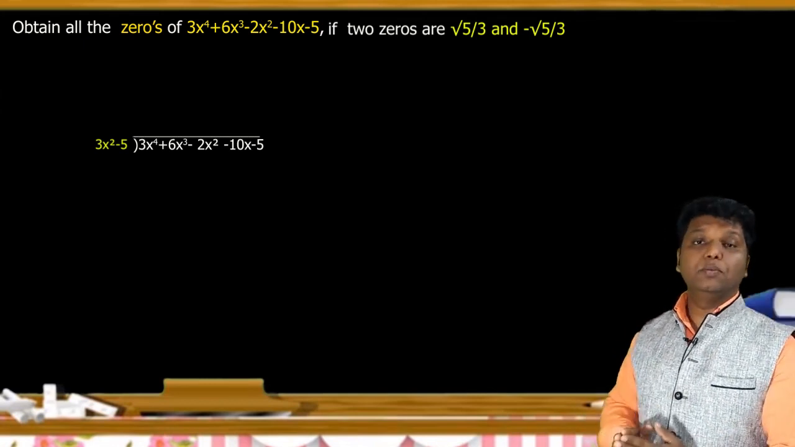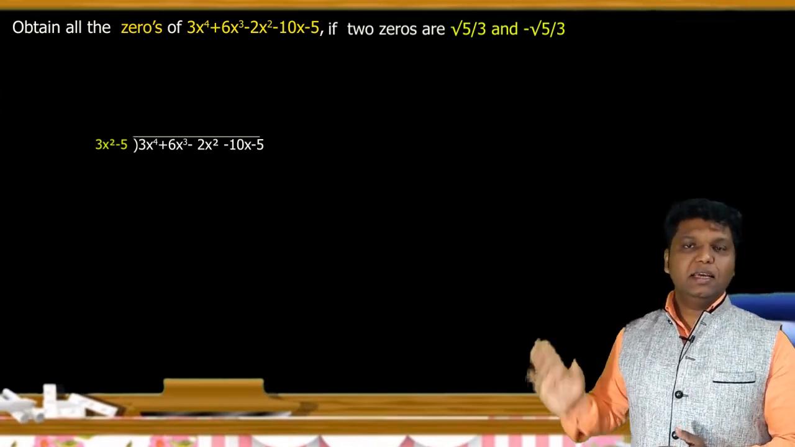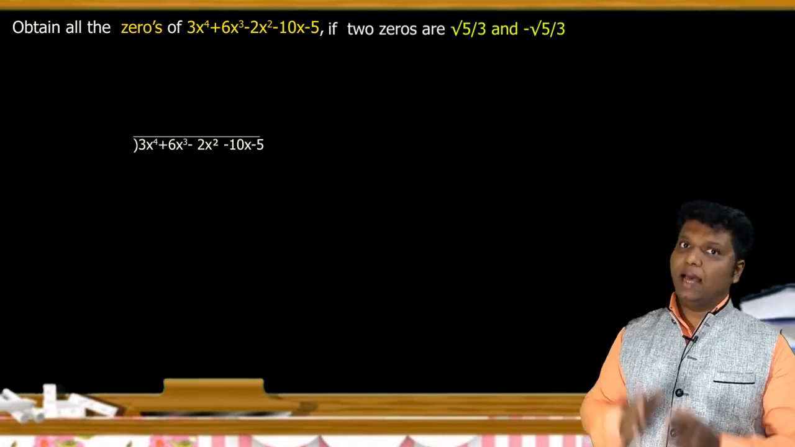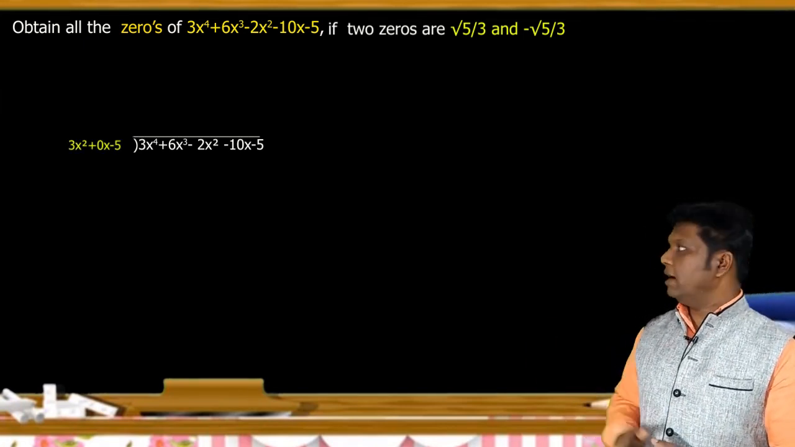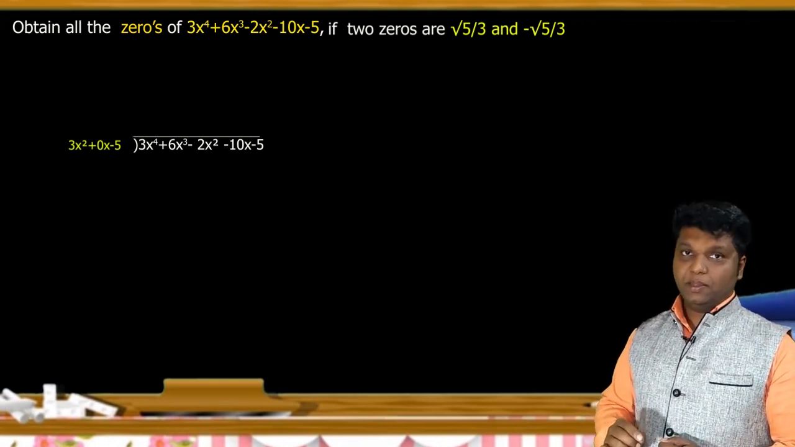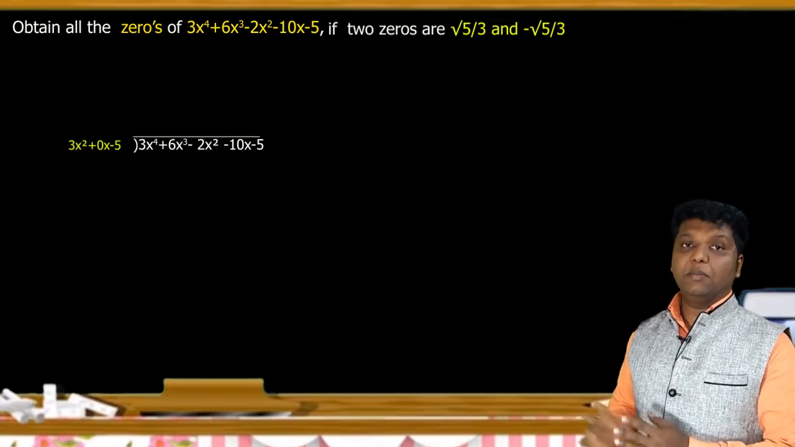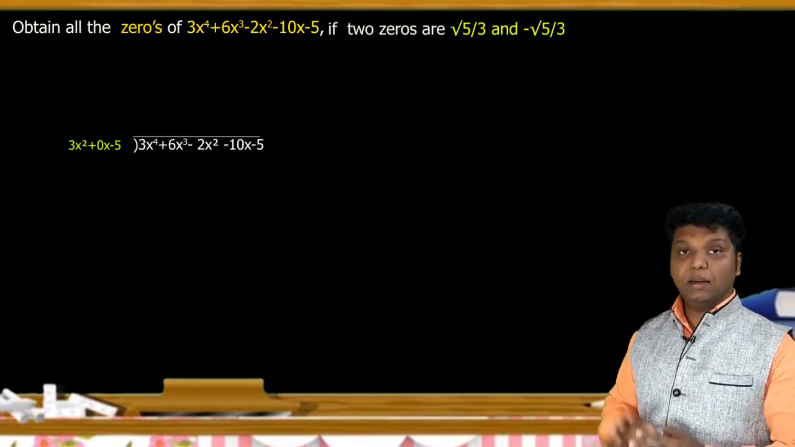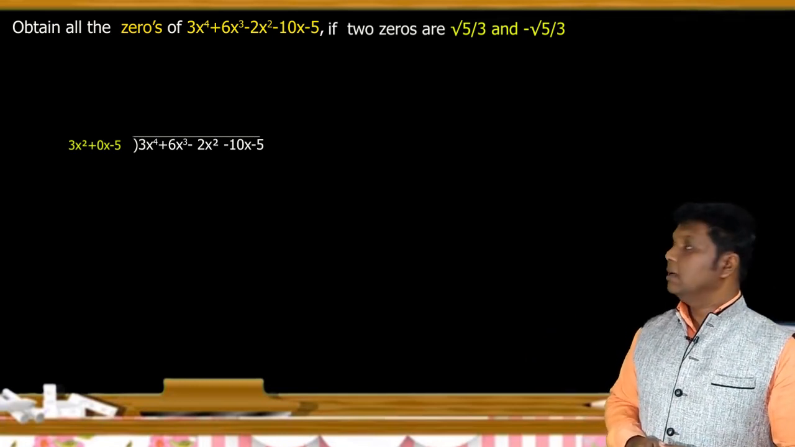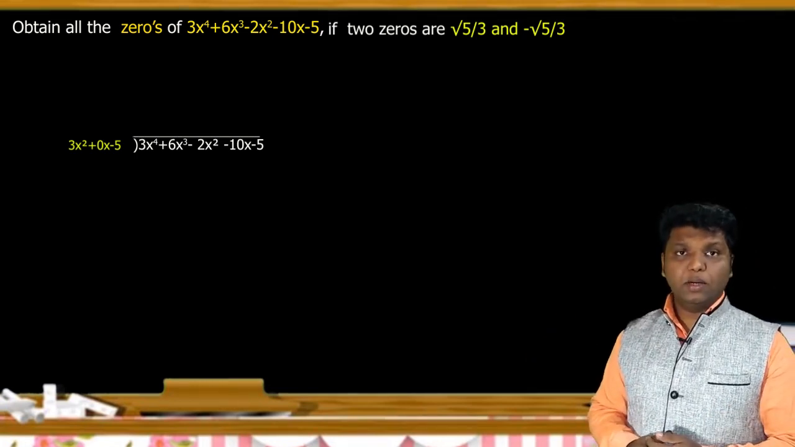So you will have to introduce the term in x. Here, as the term in x is not there, what will you write? You are supposed to write 0x itself. So we will write like this: 3x square plus 0x minus 5. Is that clear? Then, what is the number inside the dividend part? It is the given p of x. Now let us divide. You already know how to divide this one.